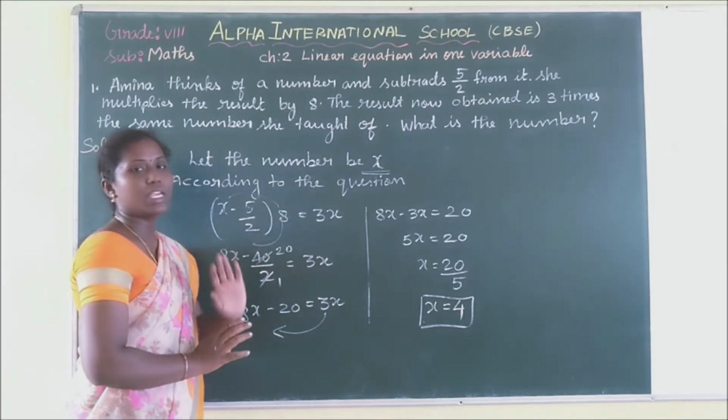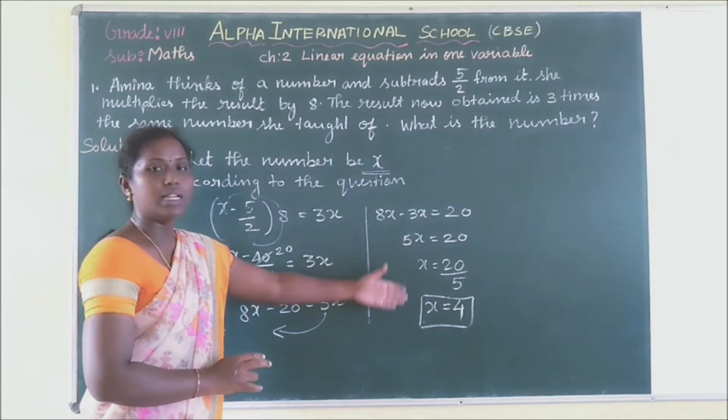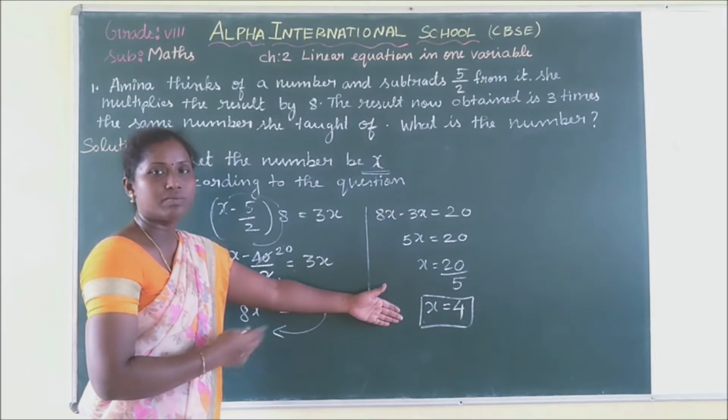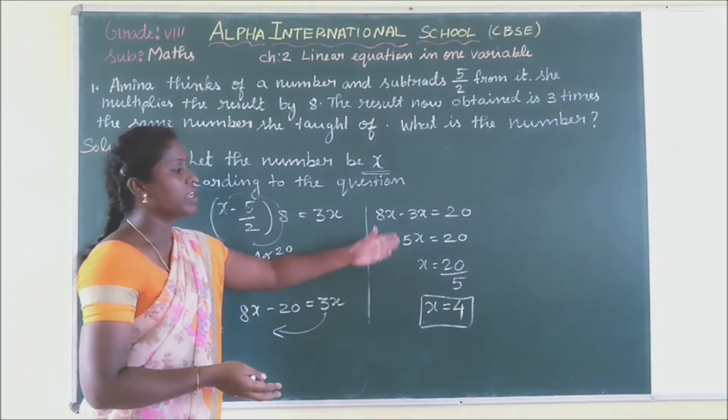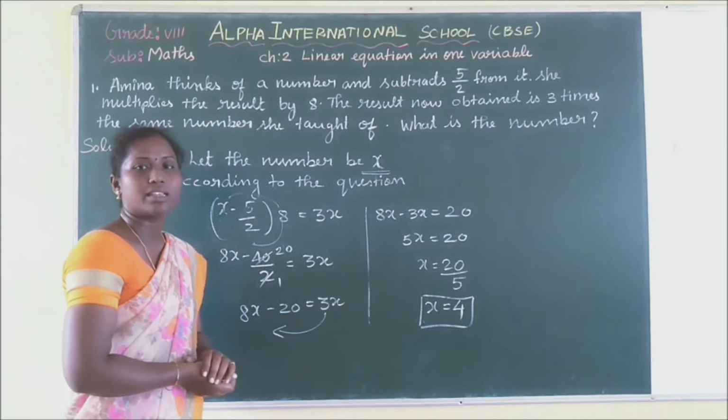So if you form the equation, the problem is very simple to solve. We know how to solve a linear equation. Already we did that in the first and third exercises: if a linear equation is given, how to find the unknown value. In the same way, we can get the result.